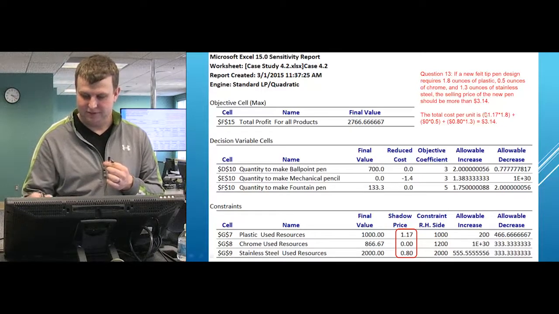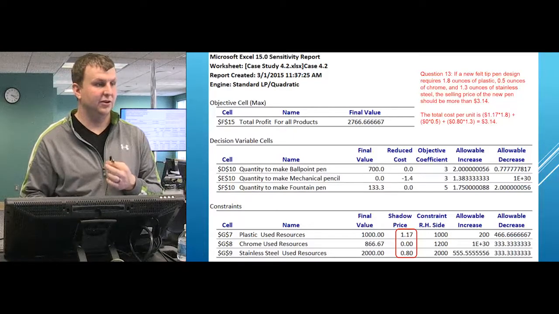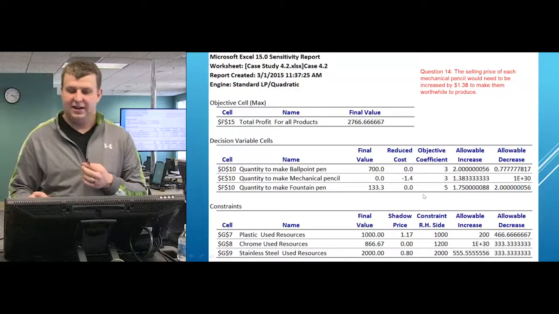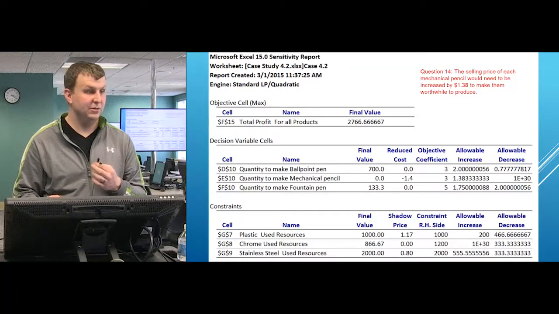So if we sell it for 3.14 or more, then we're going to make something on it. It's going to be worth it. Otherwise, we shouldn't make this product. And then the selling price, we were asking, can we make the pencil? How can we make it where we actually make some of them?